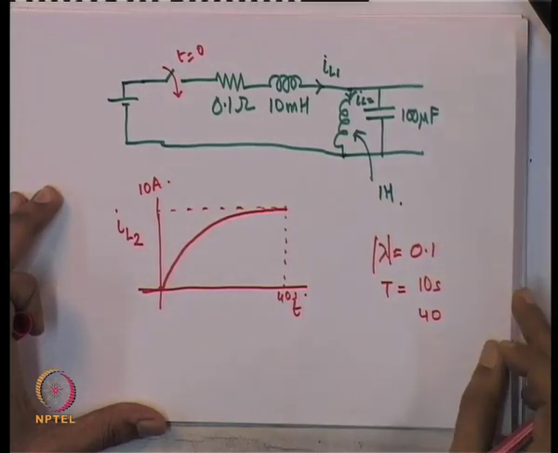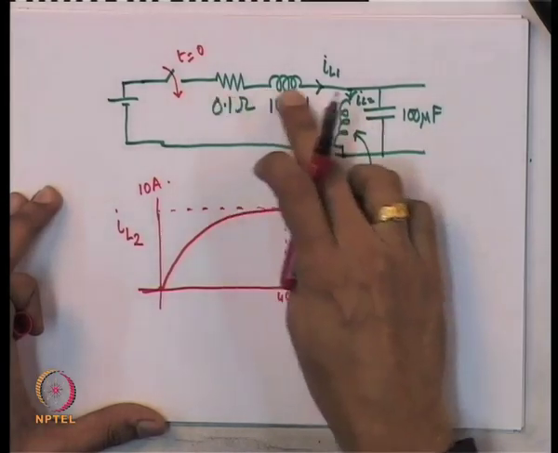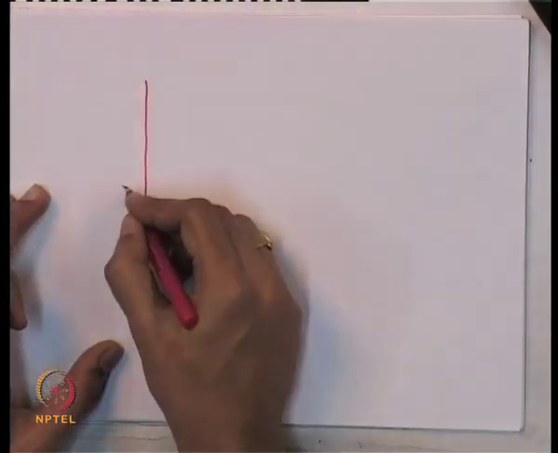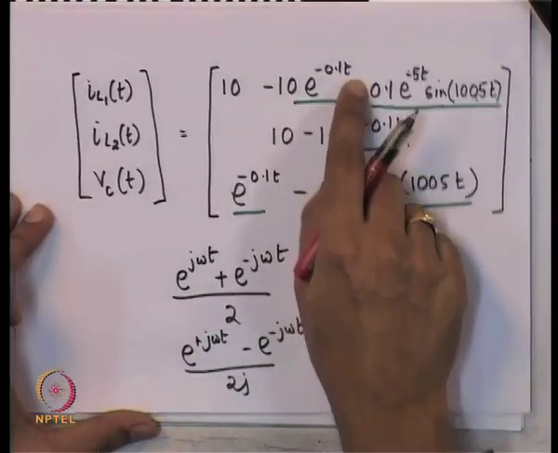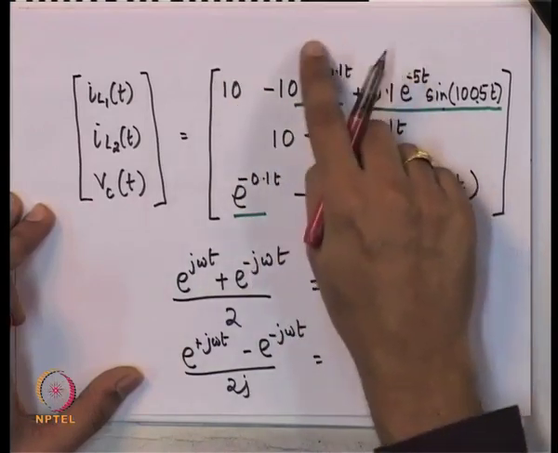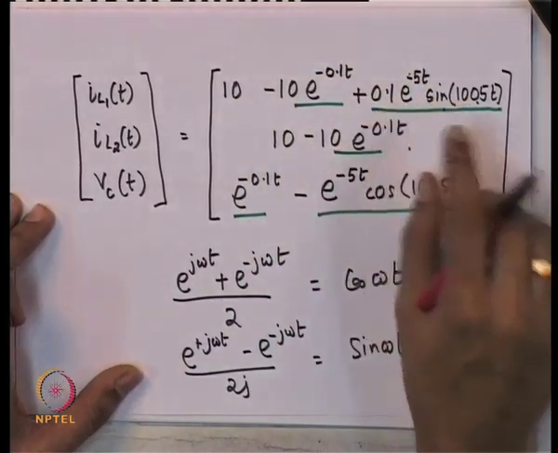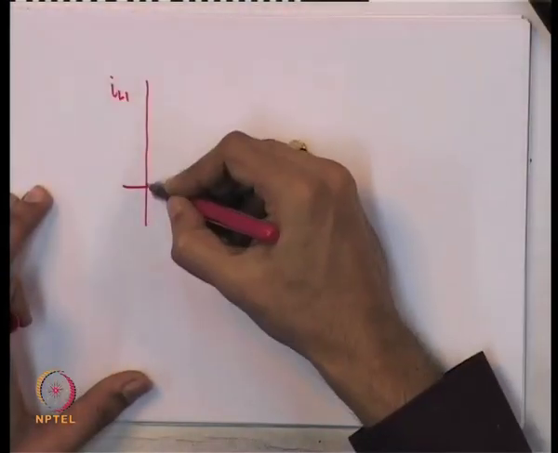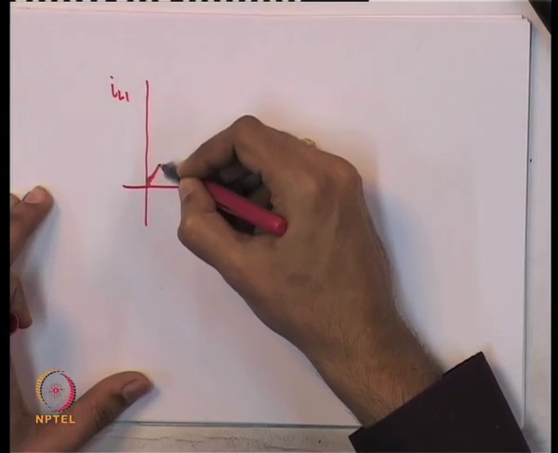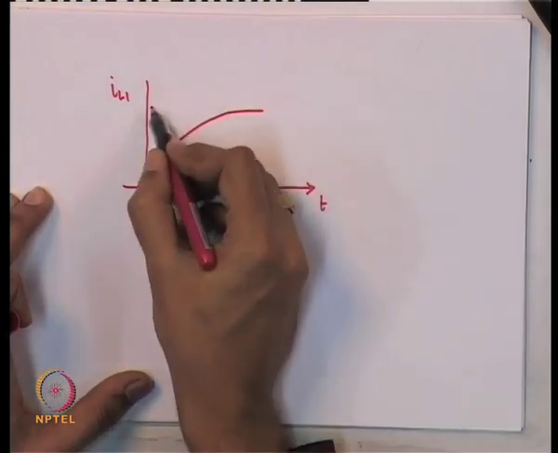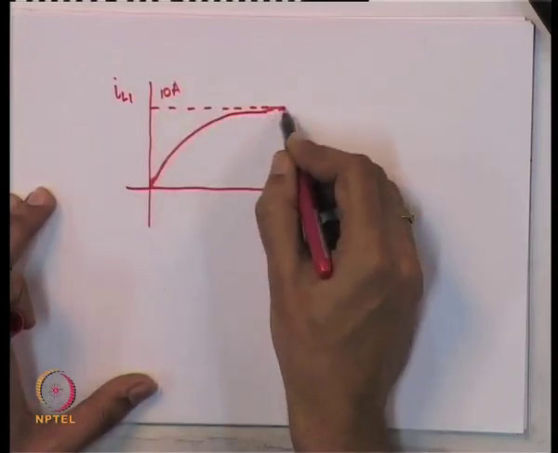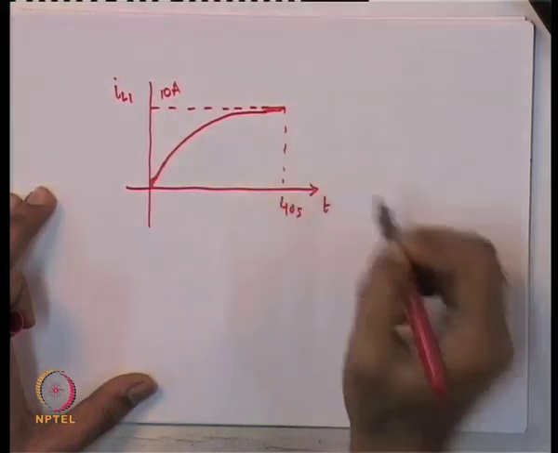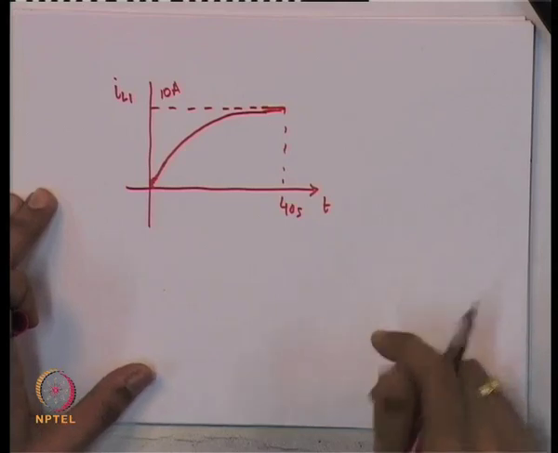Now, what about IL1? If you look at IL1, the response is primarily consisting of this component and a small component which is oscillatory, a decaying oscillatory waveform. So, what you have got is a decaying oscillation, and then again this settles down to 10 amperes in around 40 seconds. So, this is the response of IL2.